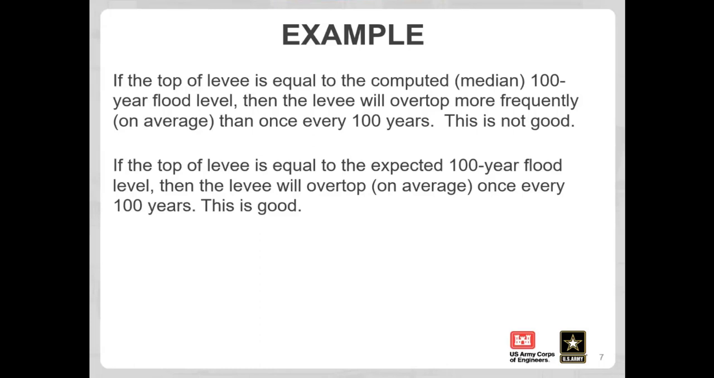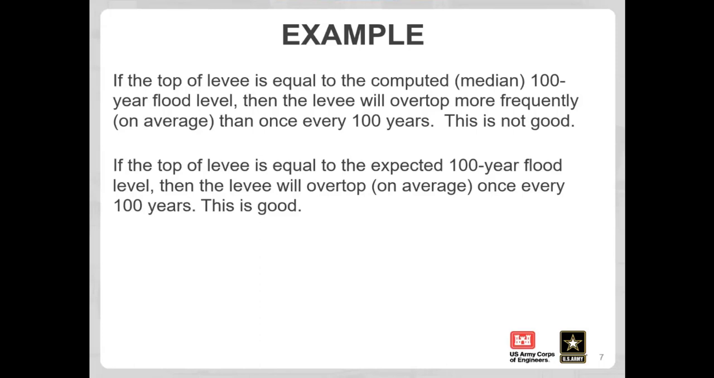If we select the top of levee based on the computed curve, what will actually happen over time, and again, this is kind of an imaginary levee, but over time, that levee will actually overtop more often than once every 100 years. So we're actually not going to achieve our design objective over the long run, right? If we design to the computed curve. If we design to the expected curve, then we'll get exactly what we intended to get, right? Which is a 100-year levee that overtops on the long-term average once every 100 years.